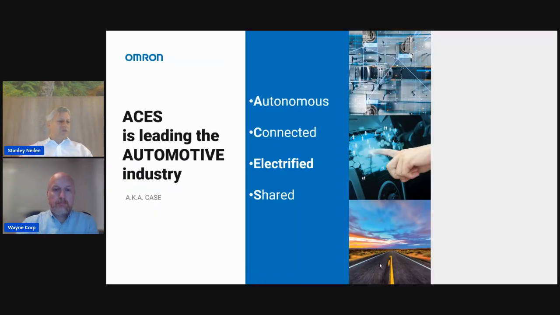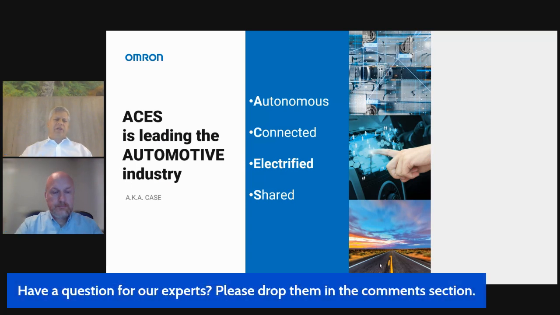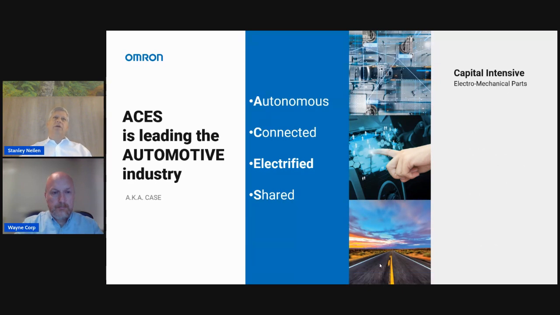Why is this so important in the automotive industry? In the automotive industry, ACES or CASE is leading. Every single manufacturer has this philosophy that cars need to be autonomous, connected, electrified, and shared. So we have a very complex, highly capital intensive product, which has a lot of electrical and mechanical parts. All these parts, some are for fun, but most of them are for safety, like the ADAS support systems for braking, for parking, and these kinds of things. So they need to be 100% accurate, and every single flaw that is found in production is thrown away, not reworked, because it's a safety feature of a car.